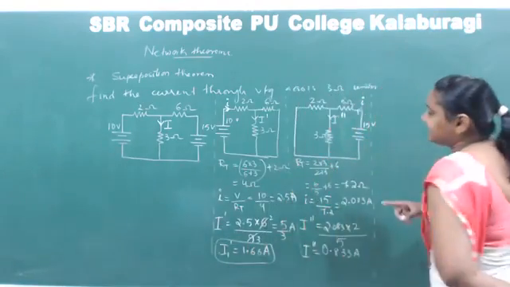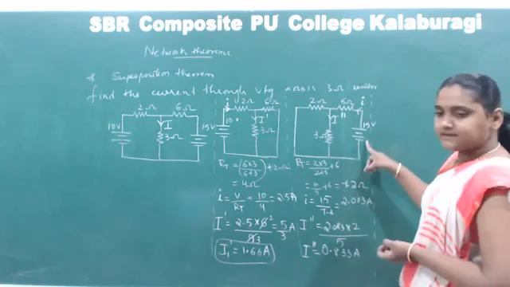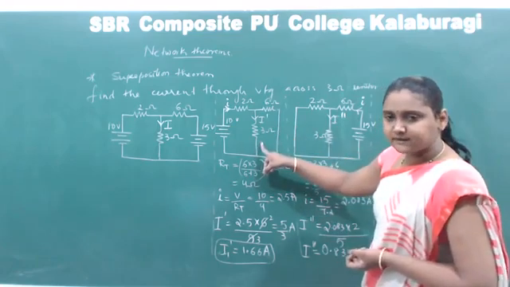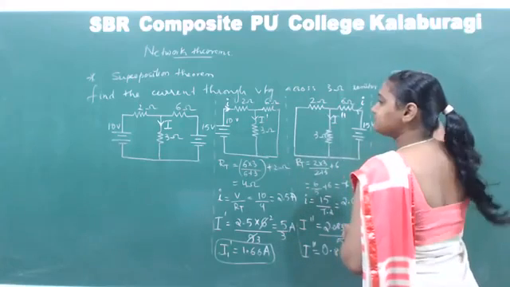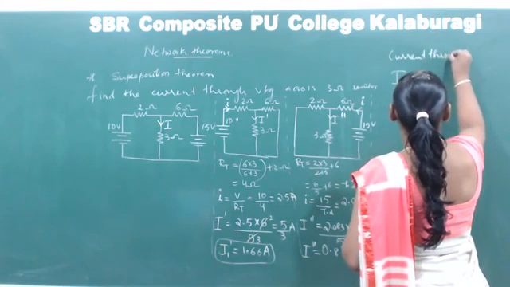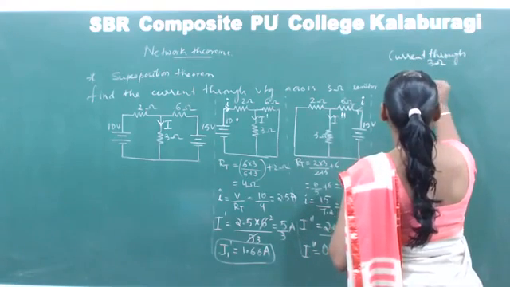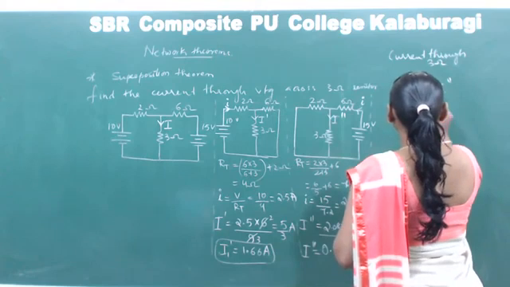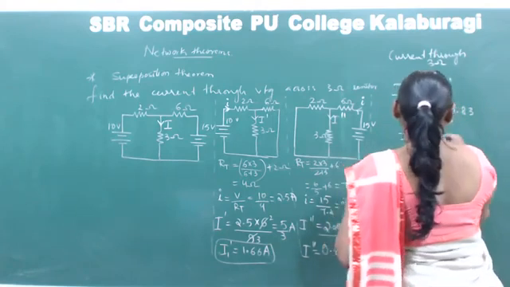So there is a current I dash that is resulting due to 10 volts, and there is an I double dash that is resulting due to 15 volts. The total current flowing through the 3 ohm resistor will be the sum of I dash and I double dash. So the total current through the 3 ohm, I, is I dash plus I double dash, and that is given by 1.66 plus 0.83.